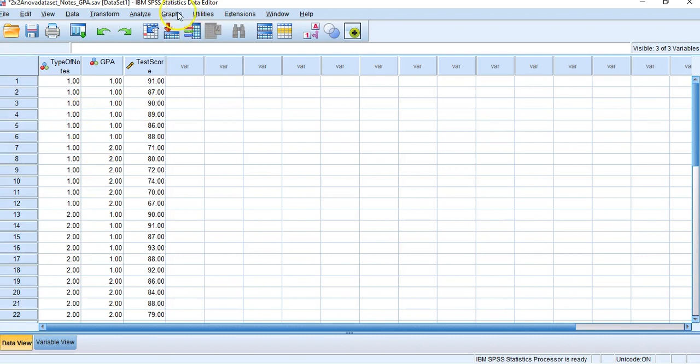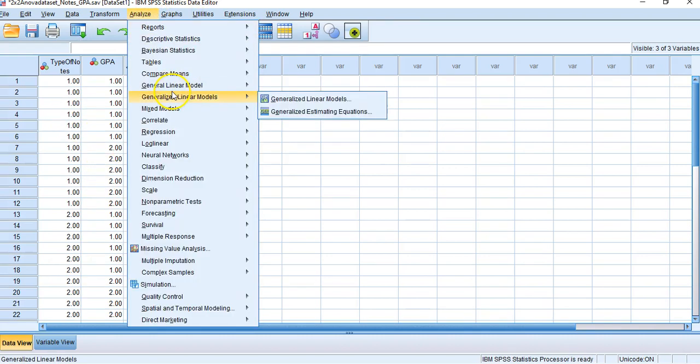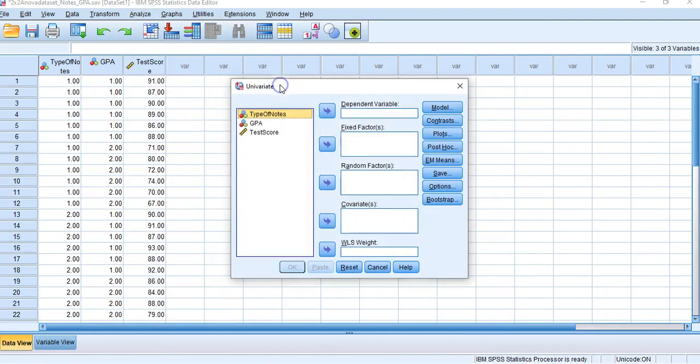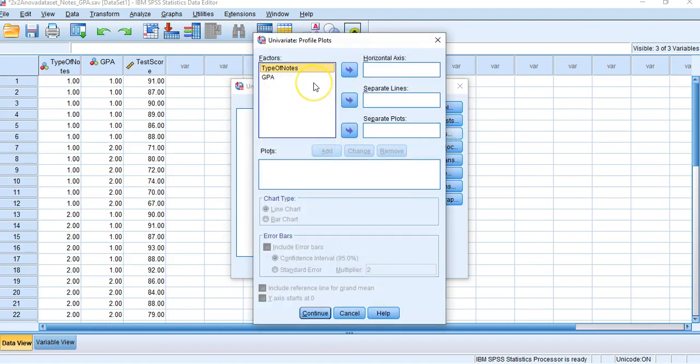And here's our data. If we were to analyze this, we can go into univariate general linear model. We put our dependent variable of test score here. We have our fixed factors. Those are our two independent variables. I'm going to click on plots to get a graph. In terms of separate lines, I usually put separate lines as something that are categories, two different categories, like type of notes. Those are separate lines. And GPA is a number. I usually put that on the axis.